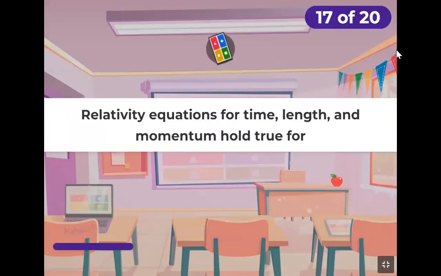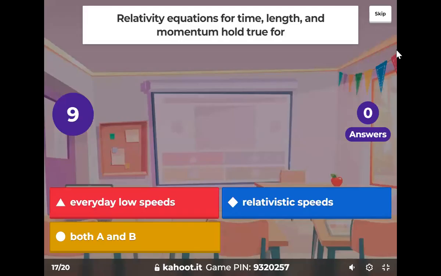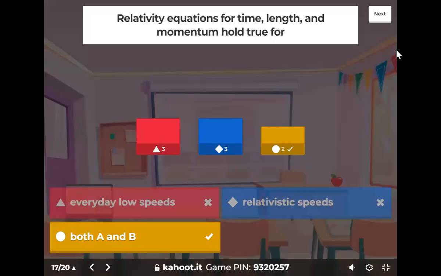Relativity equations for time, length, and momentum hold true for both of the above. This is getting me an idea. Maybe I should put this phrase in here called the correspondence principle.